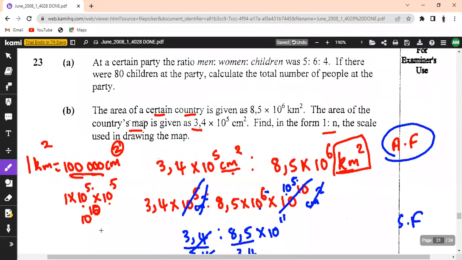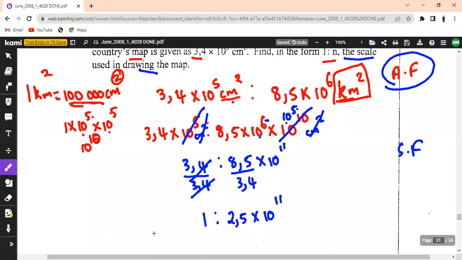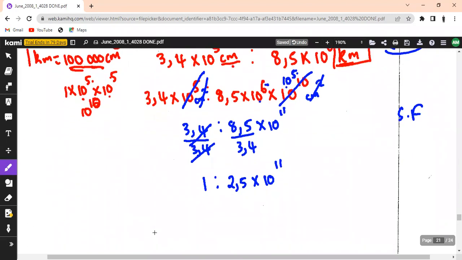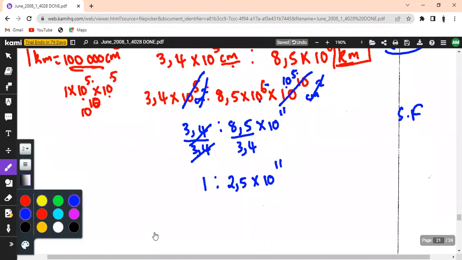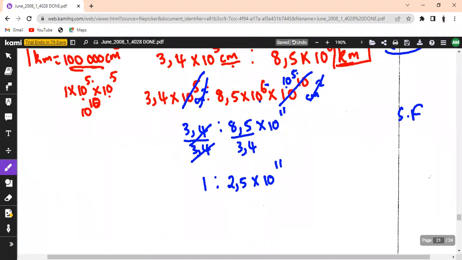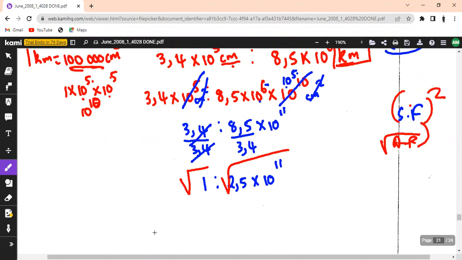But here they need the scale which was used for drawing, not for area. So for drawing, we have to find the square root now. That will be your scale factor. So square root both sides. Remember, from area factor to scale factor, you square root, but from scale factor to area factor, you square. So it's the opposite now. From area factor, you want to go to the scale factor, you put the square root both sides.